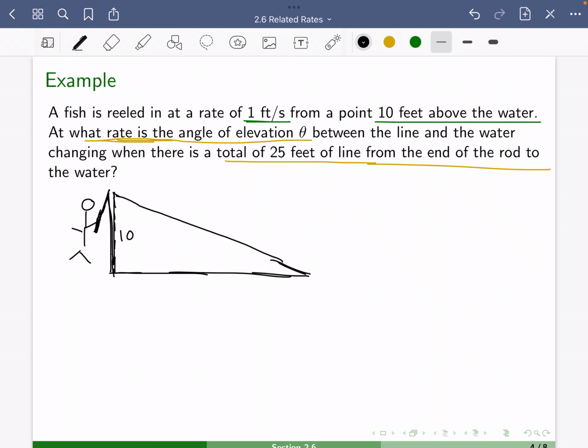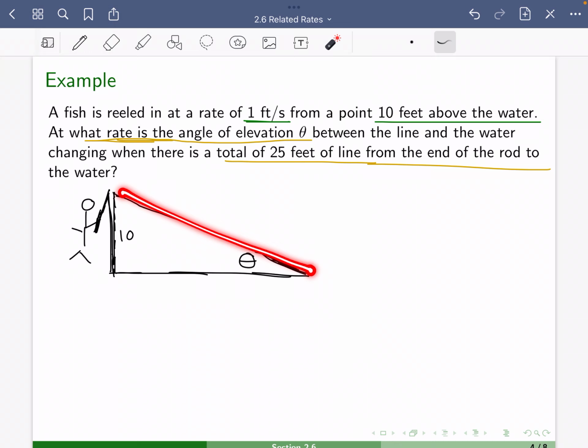We want to know at what rate is the angle of elevation between the line and the water changing. So the value theta, so this is our line right here, the water, the angle of elevation, that angle is theta, when there is 25 feet of line. So this length of line, we want to know what's happening when this length of line is 25.